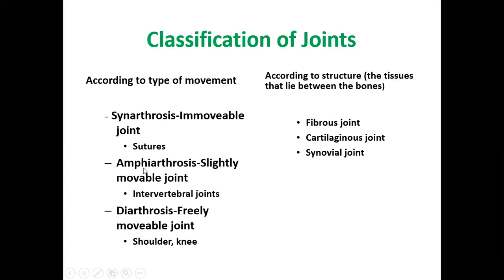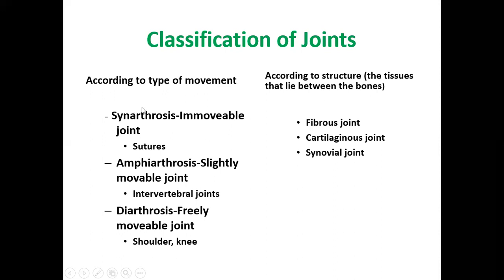So joint is a site where two or more bones come together, whether or not movements occur between them. Now coming to the classification of joints. What exactly is the classification of joints? This classification is divided into two types. One is according to the type of movement, and the second is according to the structure of the joint, the tissues that lie between the bones. So one is depending on the movement, and the second is depending on the structure. We'll first study the classification depending on movement.